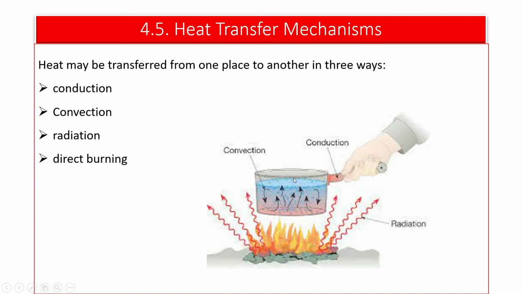The other one is convection. Convection actually happens in liquids and gases, not in solids, because the particles do not move. In this case the particles can move, so the cold particles will go downward, the hotter ones will go upward. So this is convection. The other one is radiation. The heat that you get from the sun is considered to be radiation.